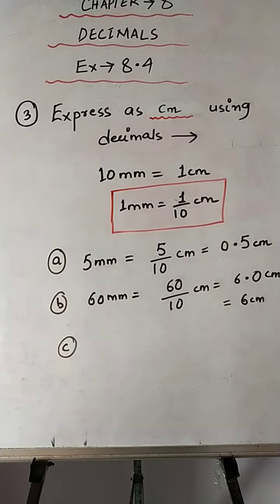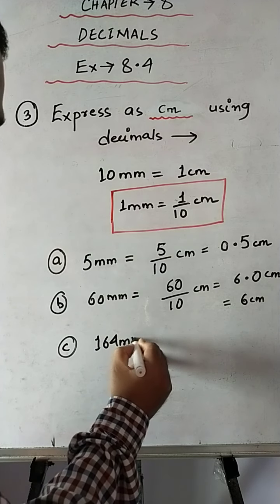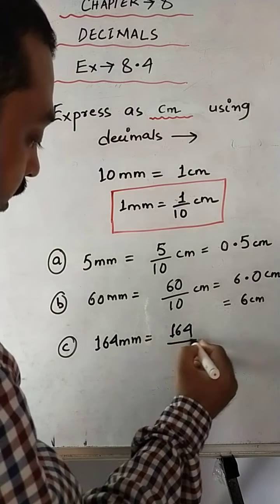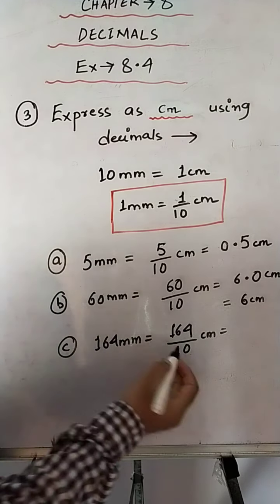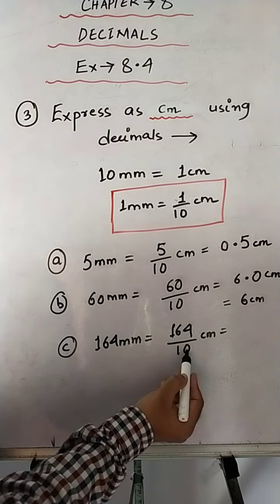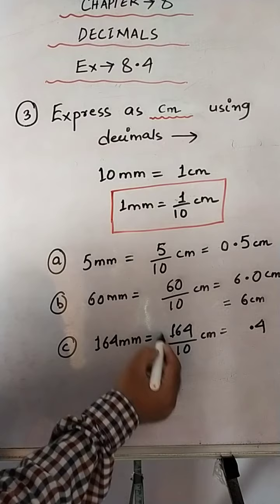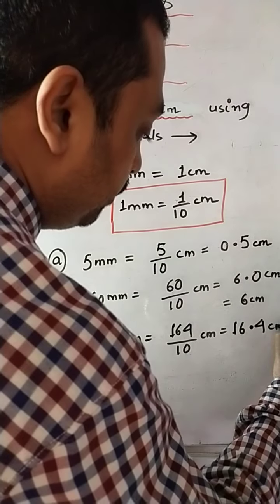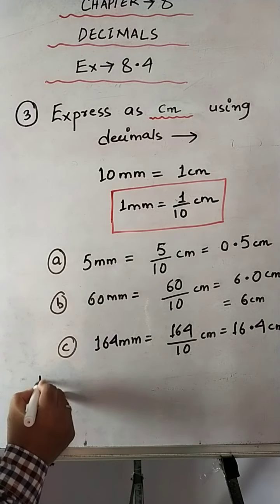Okay, now number C. What is number C? We have 164 millimeter, students. 164 millimeter. So what we have to do with this number? We have to divide this number by 10. Fine. So now finally we have to convert it into decimal form. How many zeros? 1. That means 4. Then we have to put the decimal point. In the whole number part there would be 16. So 16.4 centimeter.